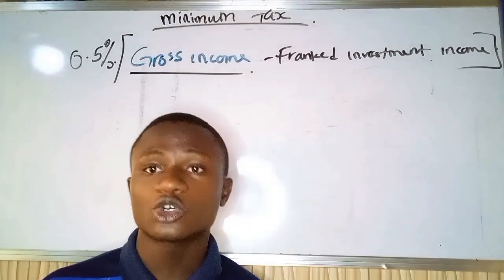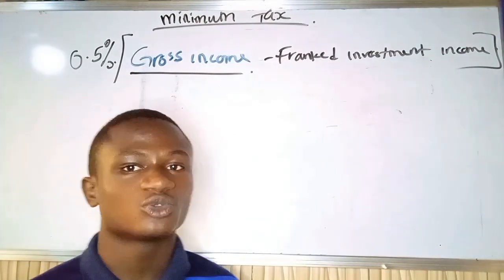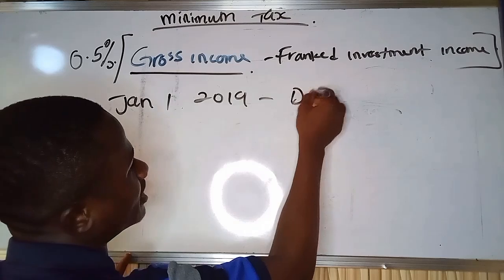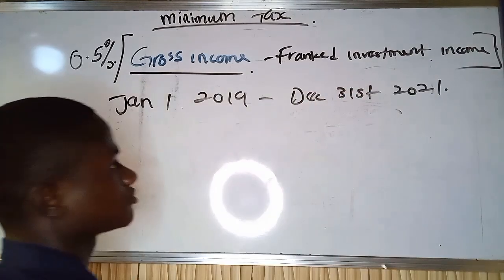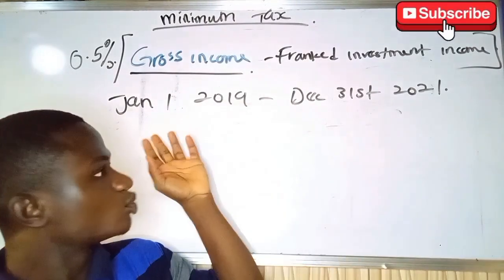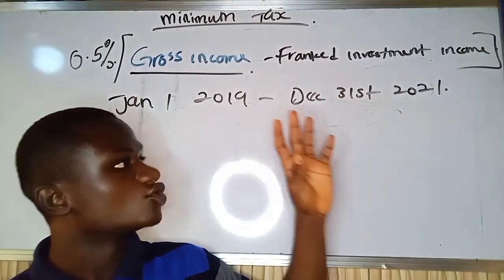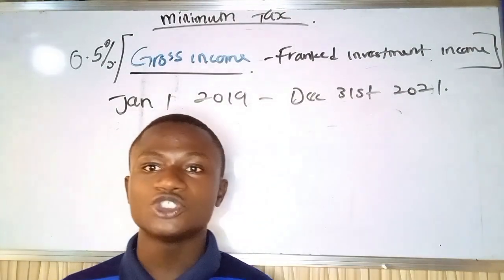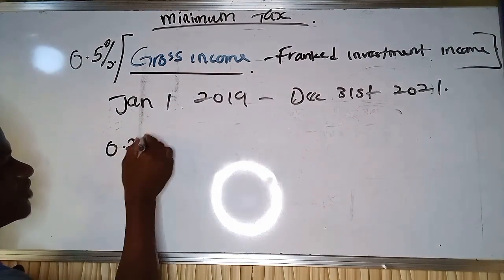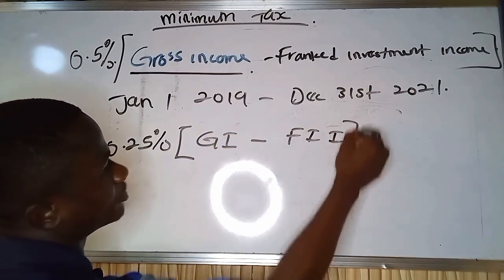According to the 2021 Finance Act, any company that is remitting its minimum tax for the period from January 1, 2019 to December 31st, 2021, the formula you are going to use in computing your minimum tax will not be 0.5% anymore, but 0.25% of gross income minus franked investment income.